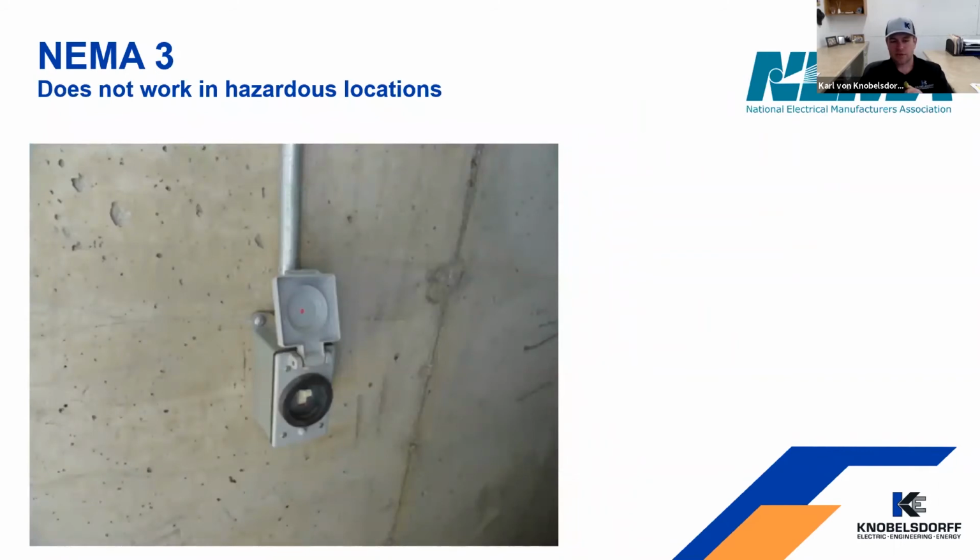Here's another type of NEMA 3 receptacle that's got a weatherproof cover on it. So when the cover is flipped down, that makes it NEMA 3 rated. Again, it is not rated to be used in a Class 2 Div 2 location, because when I open that cover and I operate that switch, I still have exposed contacts and sparking and arcing parts inside there.